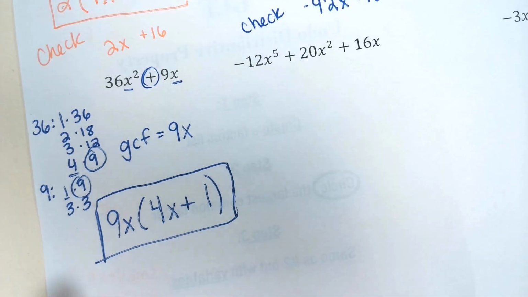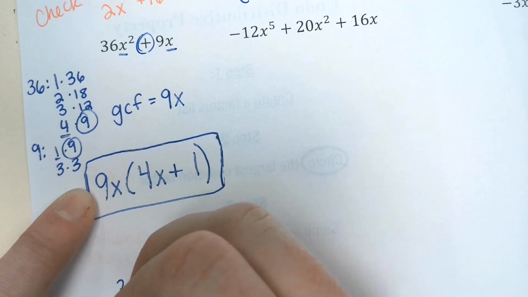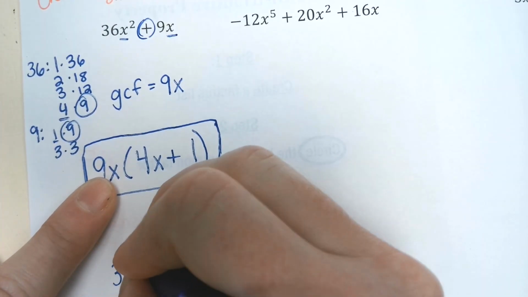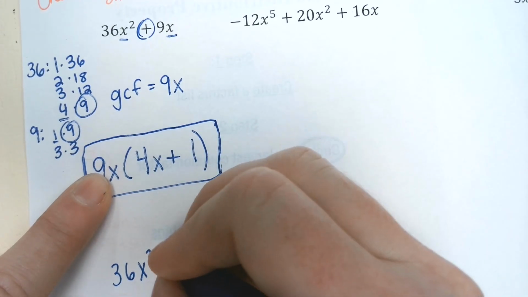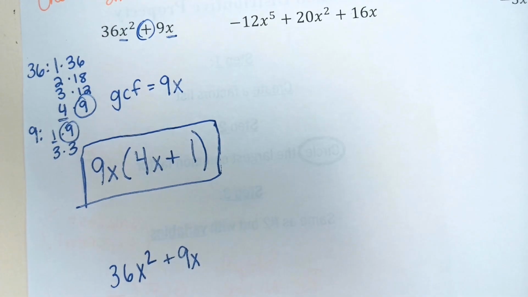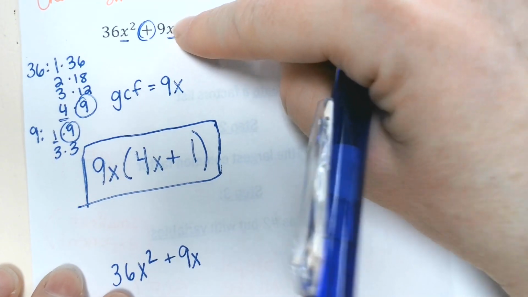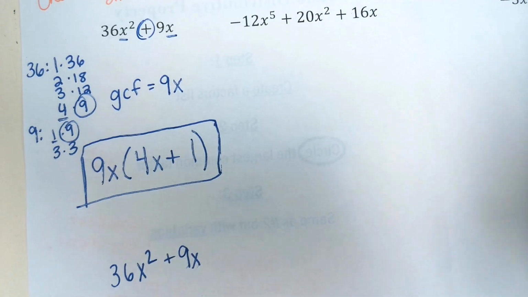And don't forget, check it. What's 9 times 4? 36. What's x times x? What's 9x times 1? Okay. Plus 9x. Same thing. So checking your answer is going to be an important step to make sure that you have the right answer, in case you need to go back and fix it.